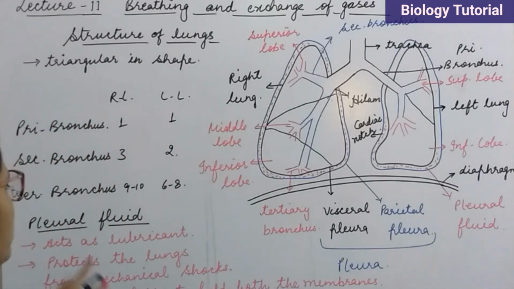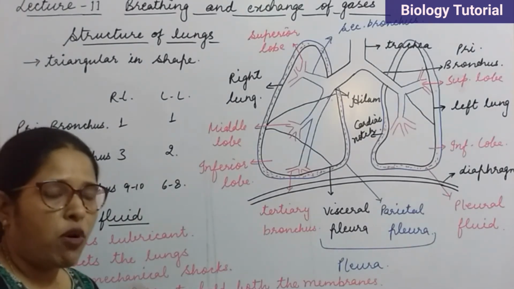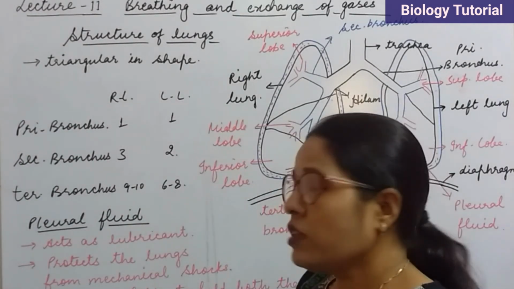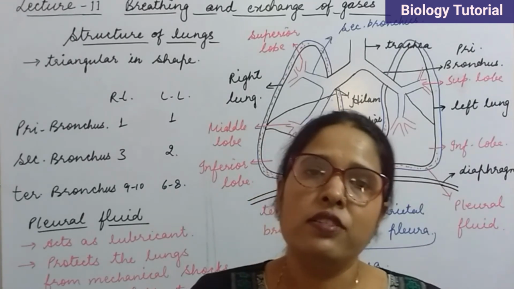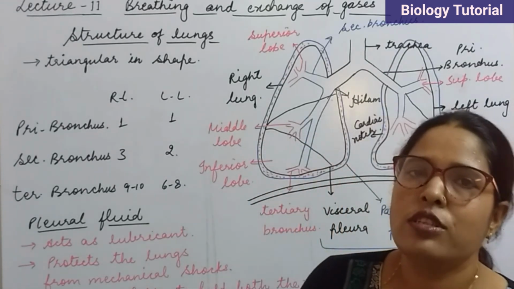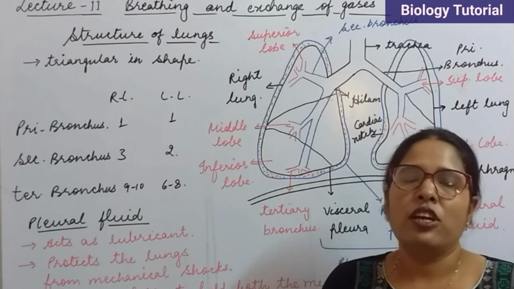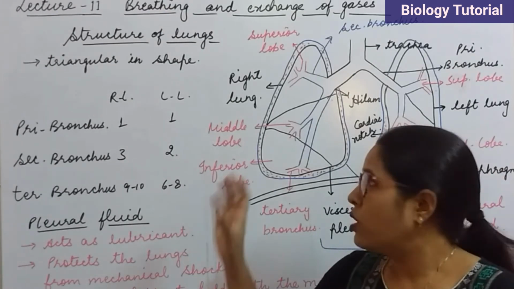The functions of this fluid are, it acts as a lubricant, it protects the lungs from mechanical shocks, and it holds both the membranes together. Clear? So this is all about the structure of lungs, and in our next lecture we will discuss about the bronchial network.